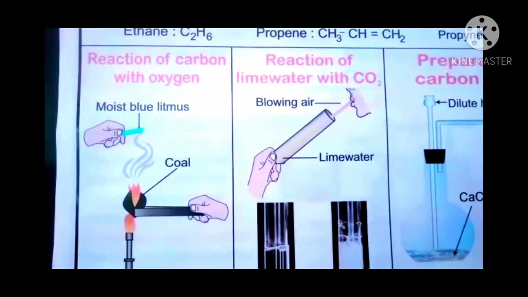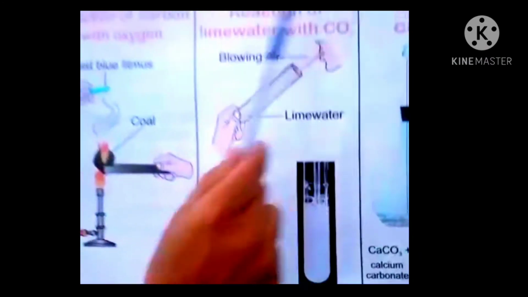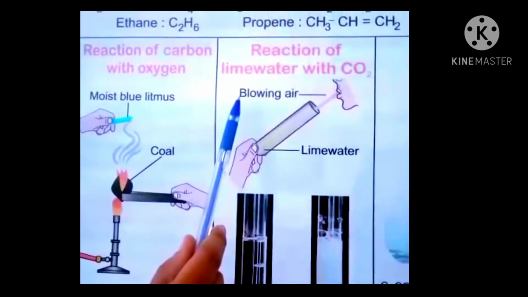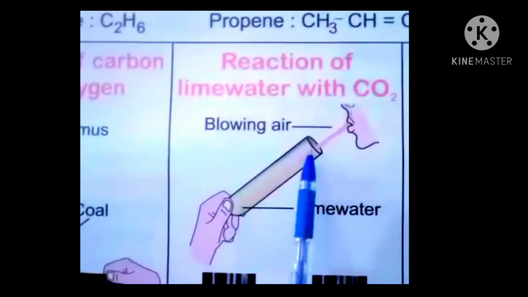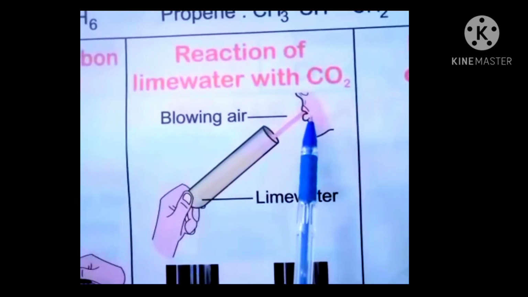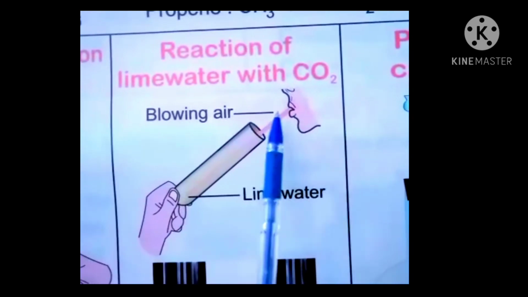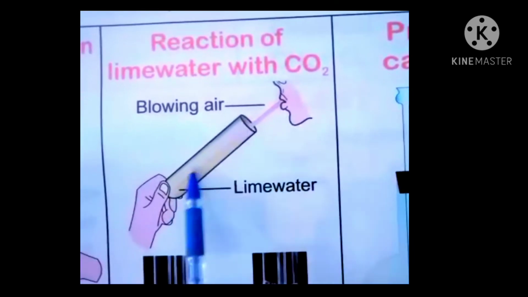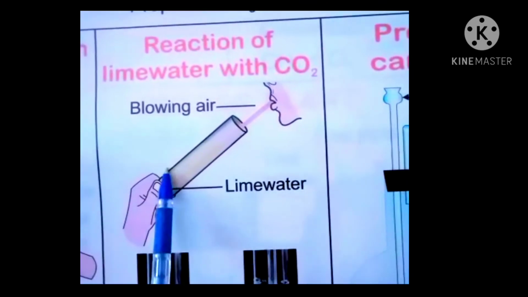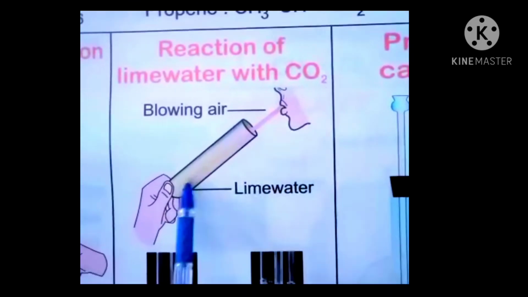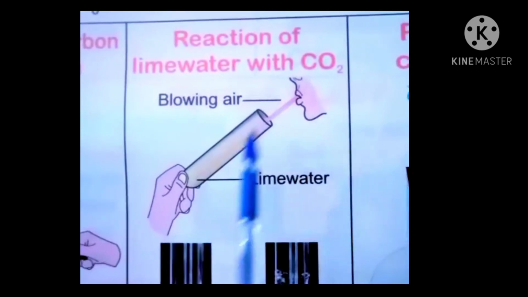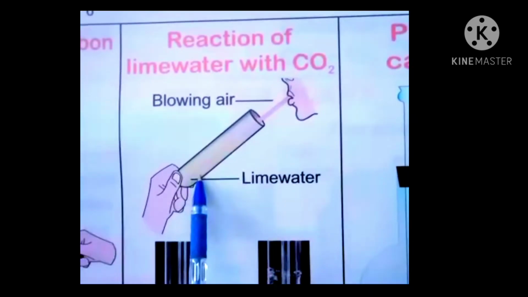Now let's see this next chemical reaction. Reaction of lime water with carbon dioxide. Here, as we know, when we breathe in, we take oxygen and we release carbon dioxide. So what we have to take? We have to take a straw and we have to blow the carbon dioxide into this test tube. In this test tube, we will take lime water. So there is lime water in the test tube, and through this straw, we are going to blow the air into the lime water. So obviously carbon dioxide we are going to release here.